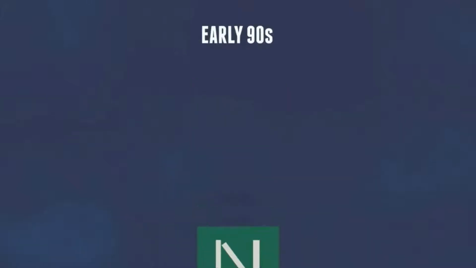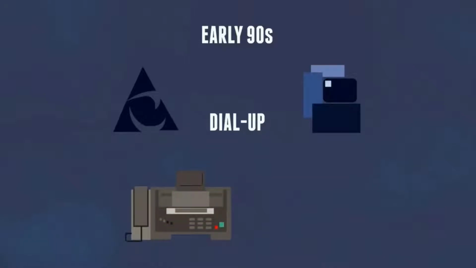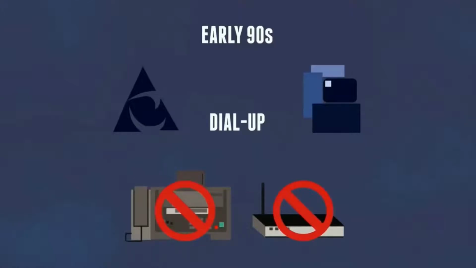In the early 90s, companies like AOL and CompuServe were starting to provide dial-up internet access. Dial-up is a method of connecting to the internet via a telephone line. Your telephone line was plugged into a modem and the other end was plugged into the phone jack. There was a period in history where you couldn't use your telephone and the internet at the same time.